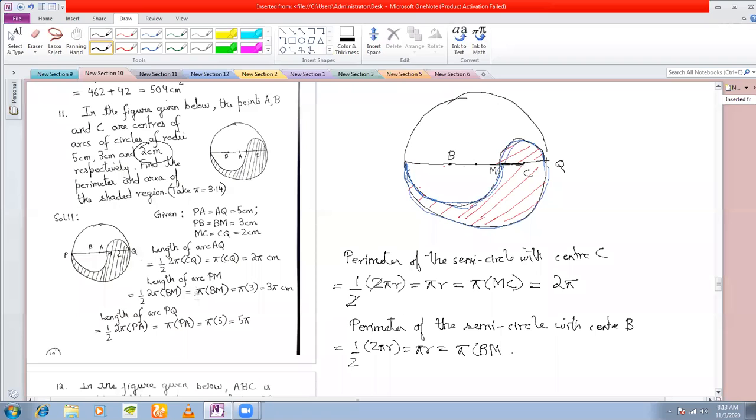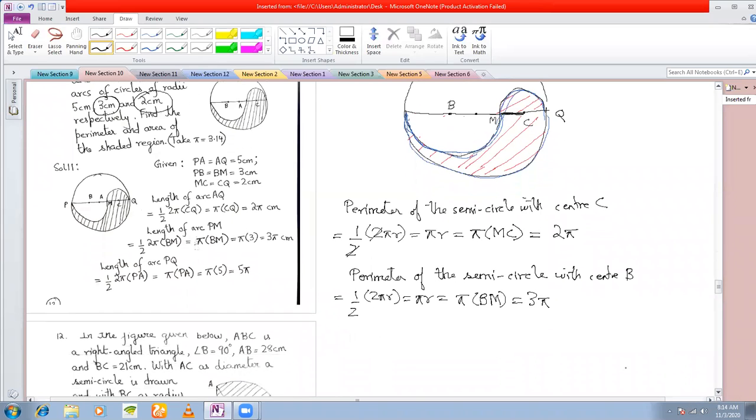Pi into BM. And what is the radius of the semicircle with center B? Out here, if you see, the radius of the semicircle with center B is given to be 3 centimeters. So this is 3 pi. Perimeter of the semicircle. This time we are talking about which semicircle?